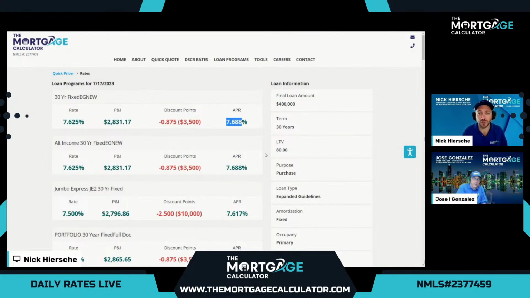But even for customers that qualify for both, a lot of customers that are self-employed may end up having to use this option for various reasons. So some great options here for our borrowers.